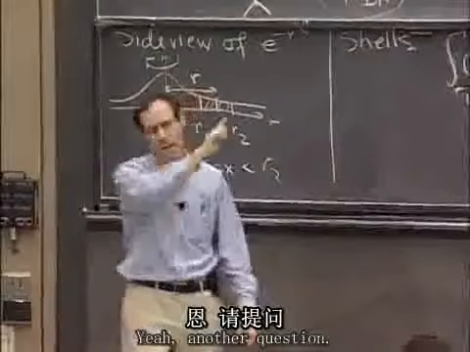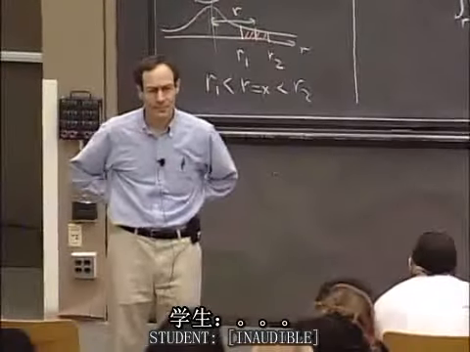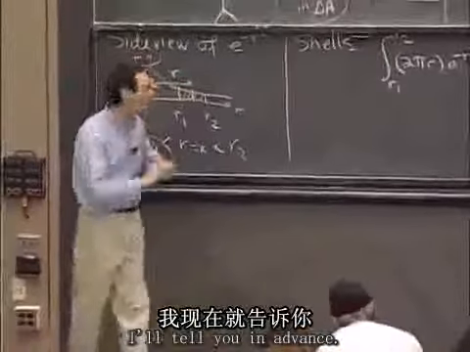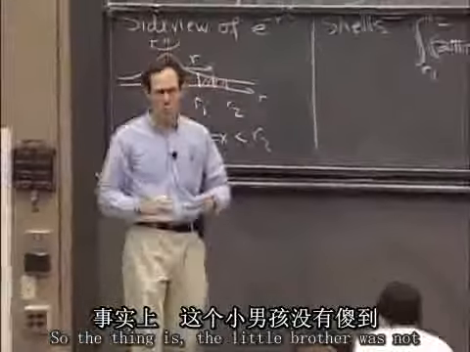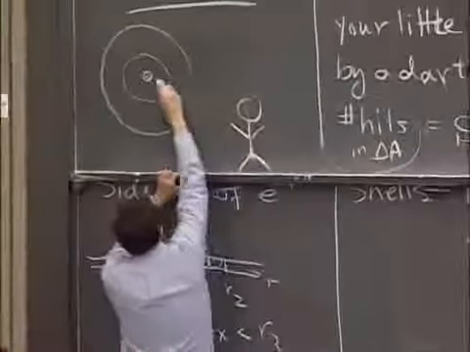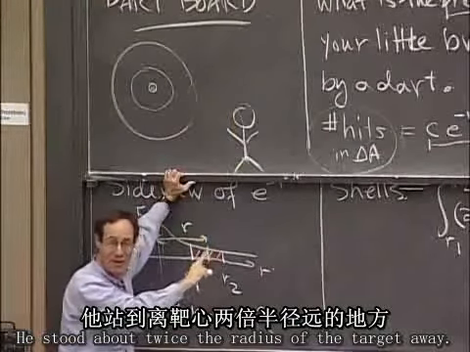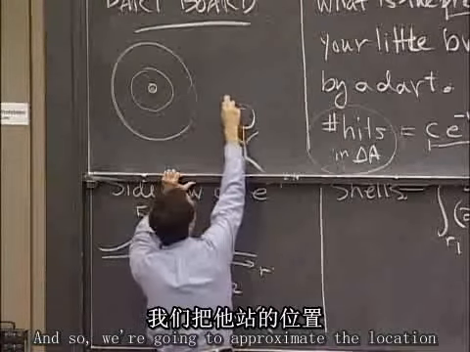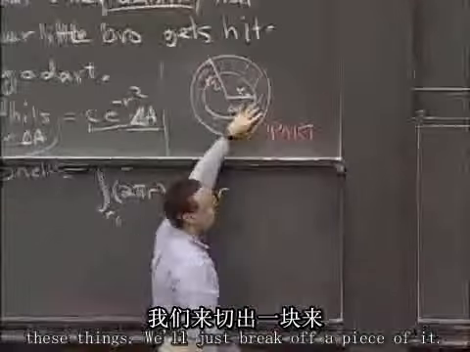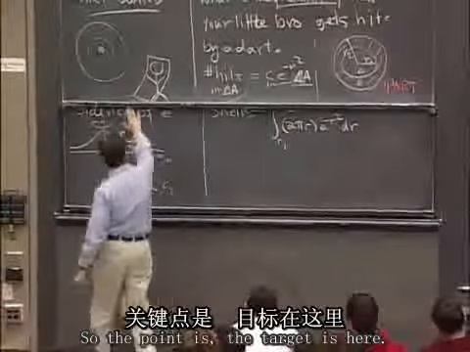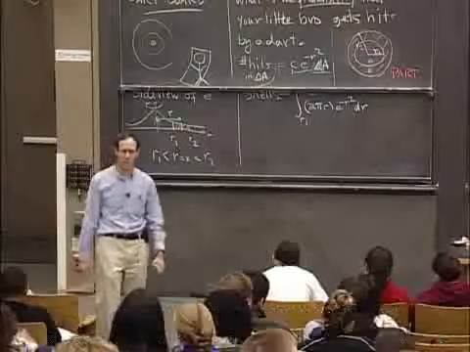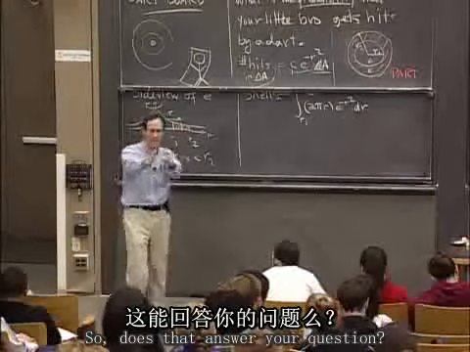All right? Yeah, another question. How does the little brother come into play? The little brother is going to come into play as follows. I'll tell you in advance. The little brother was not so stupid as to stand in front of the target. He stood about twice the radius of the target away. And so we're going to approximate the location by some sector here, which is just going to be some chunk of one of these things. We'll just break off a piece of it, and that's how we're going to capture. So the point is the target is here, but there is the possibility that the 7-year-old who's throwing the darts actually missed the target. That actually happens a lot. So does that answer your question?